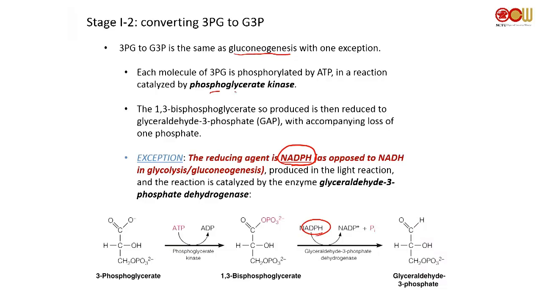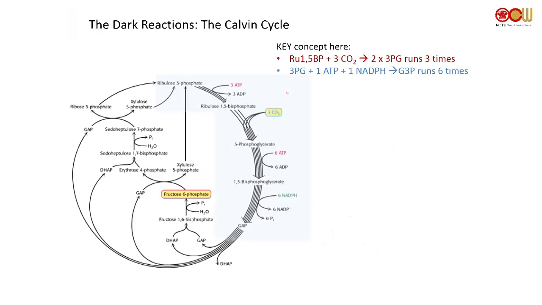Kind of. Okay. So the only exception is it's going to use NADPH, right? Instead of NADH. That's the only exception. And then this guy, same thing. Okay. All right. So the Calvin cycle key concepts here is that you have Rubisco, this guy, okay?